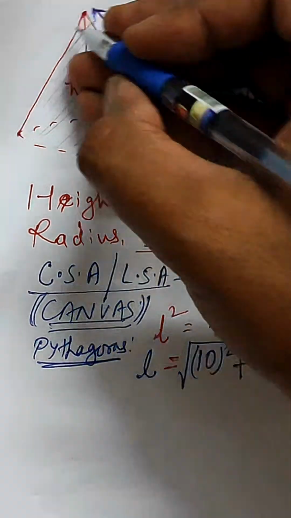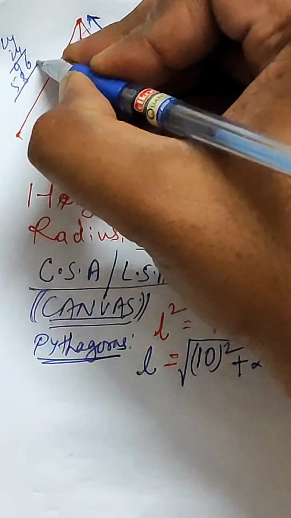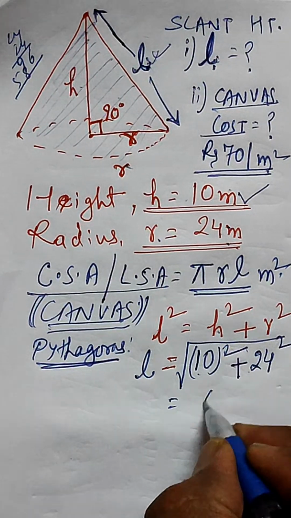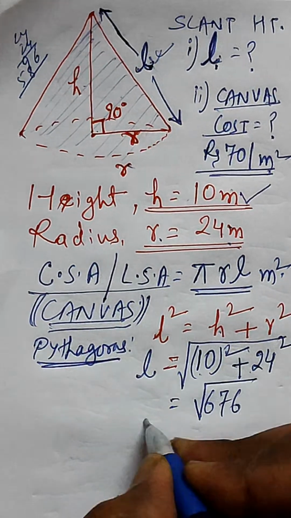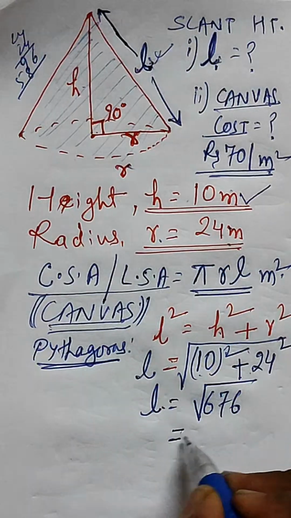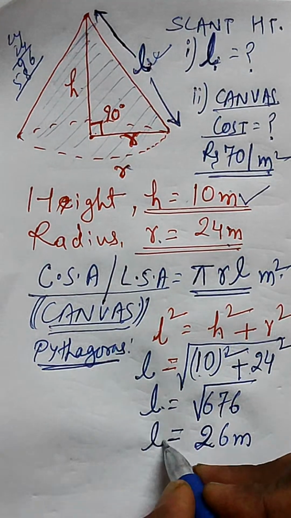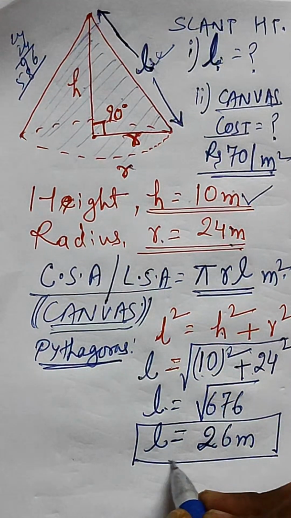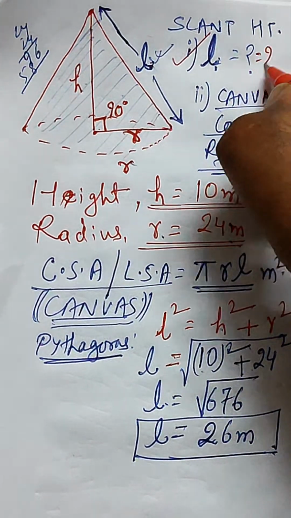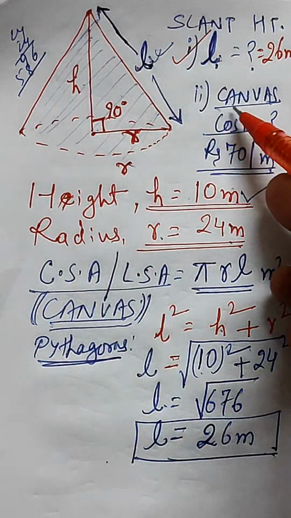24 square is 24 into 24, it's 576. So 576 plus 100, since 10 square is 100, it will give you 676. I remember 676 is the square of 26, but you can easily calculate it. So the slant height of 26 meter is calculated, and the first part of this question is solved, calculated as 26 meter. Now coming to the second part, what is the canvas cost?